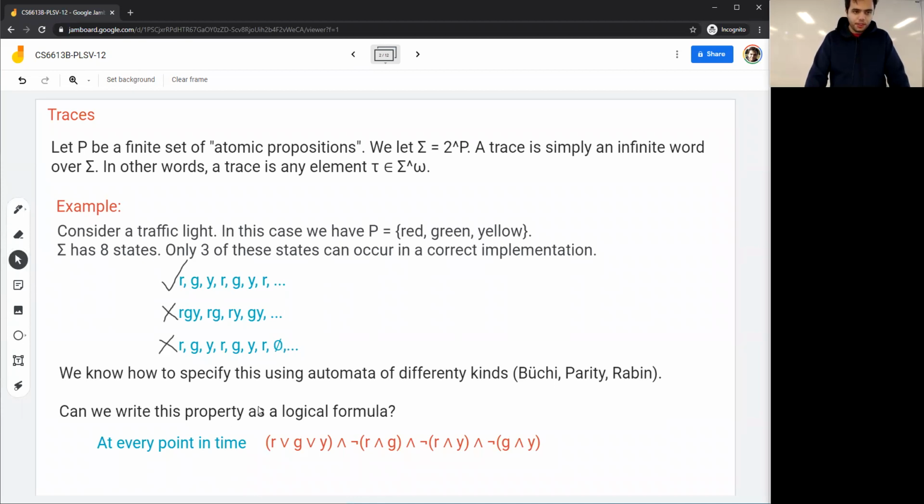Okay. So the thing that I really want you to note here is that RGY, all of it, is just one letter, right? Because my letters are now sets of propositions. So this basically means that R, G, and Y were on at the same time. But this one means that at time 0, R was on, then at time 1, G was on, then at time 2, Y was on. So this is really important.